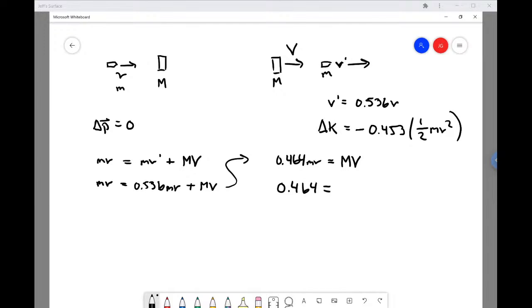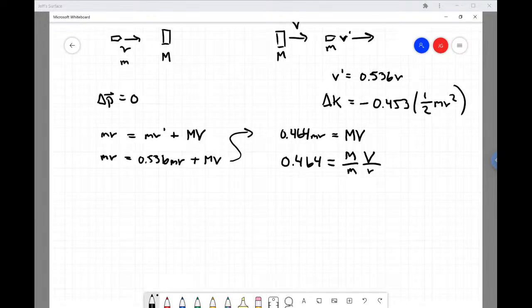0.464 equals the mass ratio, and that's one of the things we're trying to find, big M over little m, times big V over little v, which is the other thing we're trying to find. The ratio of the velocity of the paper after the collision, big V, divided by little v, the speed of the bullet before the collision. All right? And so there's two unknowns in there, but I've written them as ratios. But that's what we're trying to find. Big M over little m and big V over little v.